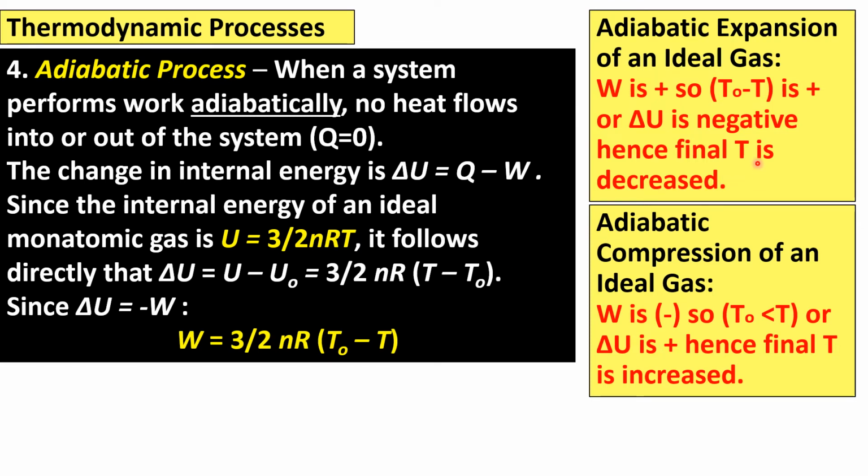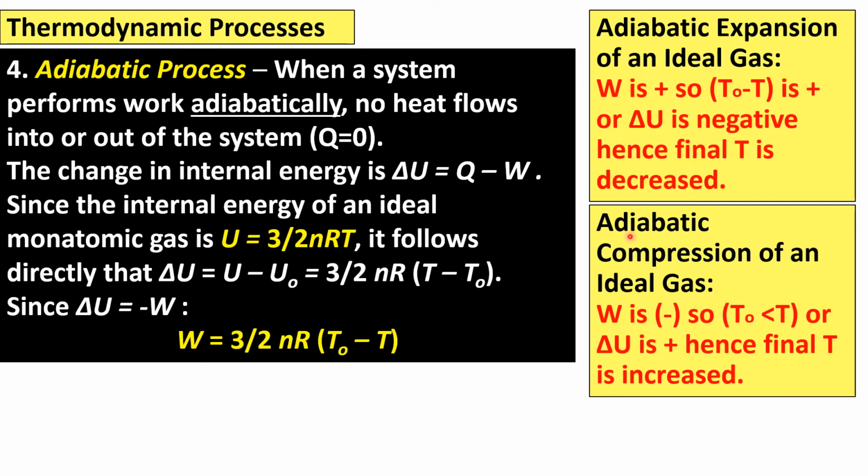So when is delta U negative? Based on this formula, since W is positive, if T naught minus T is positive, our delta U is negative, and that would mean that the final temperature will be decreased. It will be lower than the initial temperature. In other words, when a gas expands, you will notice that the final temperature is smaller than the initial temperature. So we call it an adiabatic expansion of an ideal gas.